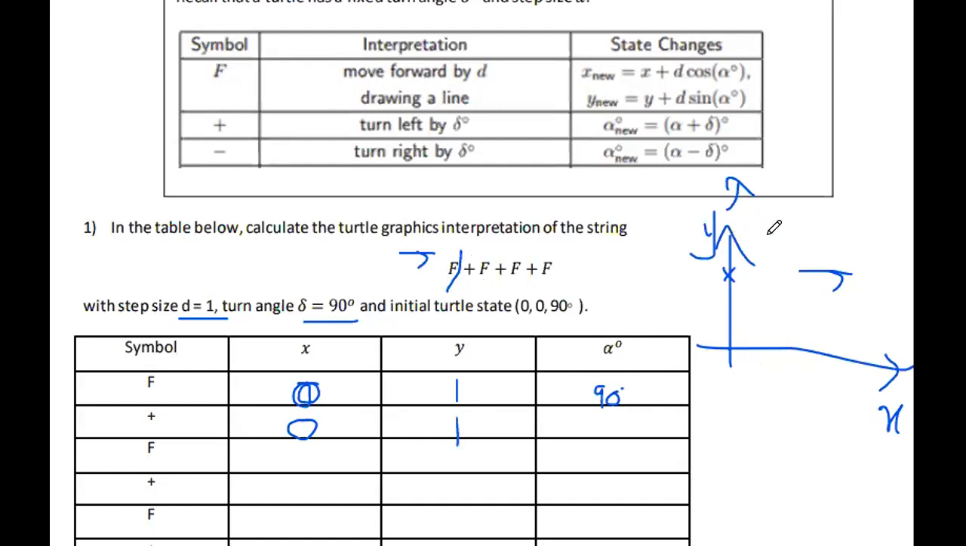The angle changes. Plus means turn left, sorry, not turn right. Turn left is this side. The turtle turns left by 90 degrees, then the angle becomes 180.